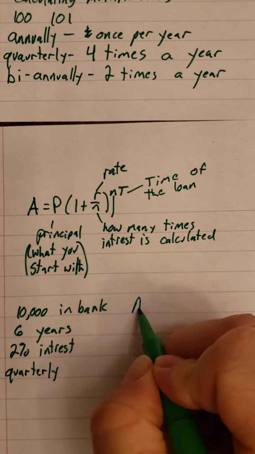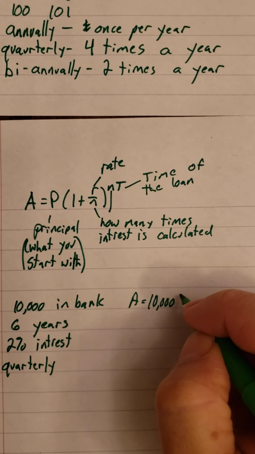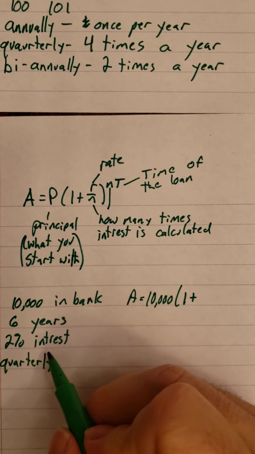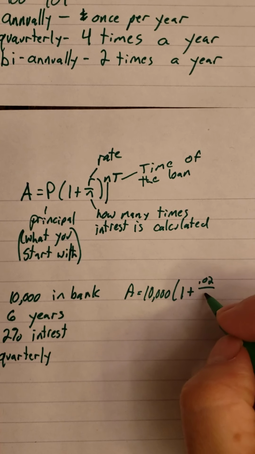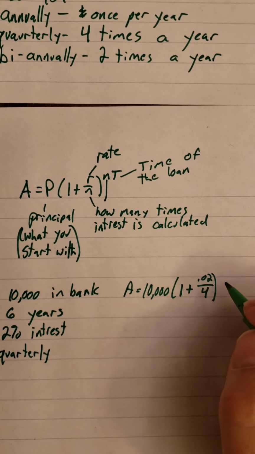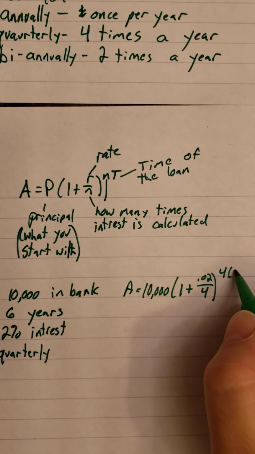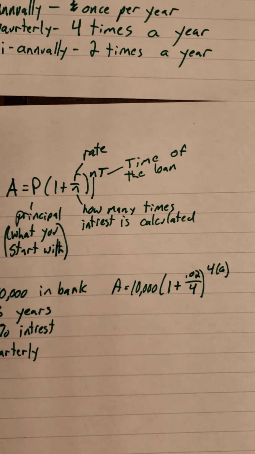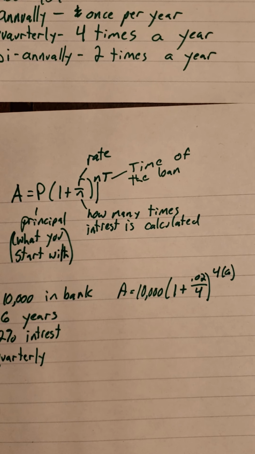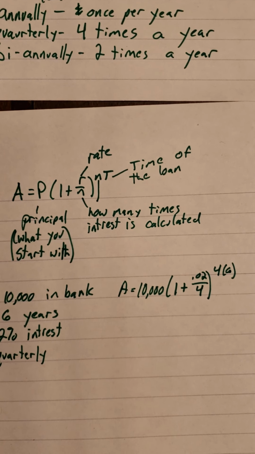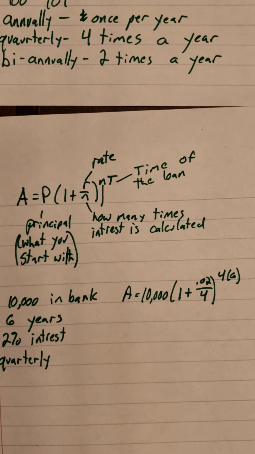So when you plug everything in, you get A equals 10,000 times 1 plus my interest rate, 0.02, over, since I'm doing it 4 times a year, 4. And then up here, I've got 4, and it's going to be a 6-year loan, so it should look like this. The 10,000 is the principal. The 1 is always there from the formula. My 2% turned into 0.02, and on the bottom, since it's going quarterly, it's a 4. And then up top for my exponent, I have 4 times 6.